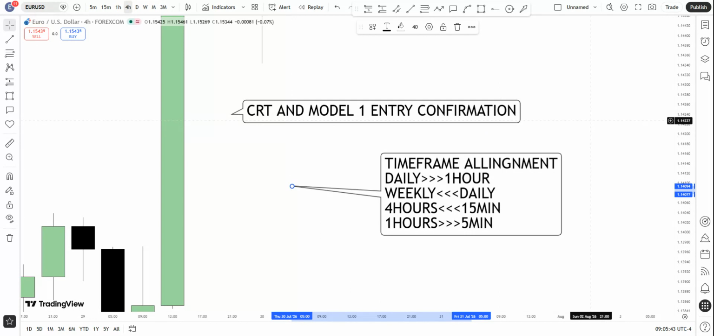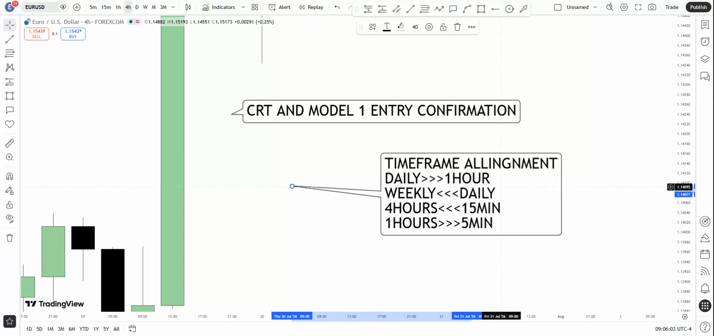I don't trade breaker block. I don't trade change in the state of delivery. I only trade Model 1. This is the only model that works for me. So as you stay tuned and relax, you are going to understand how to trade using this Model 1. And also, we are going to touch on time frame alignment.